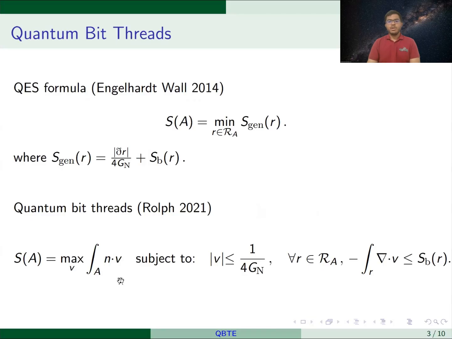prescription. The norm bound remains the same, but the difference is that there is a divergence inequality constraint for all regions whose boundary is homologous to A. It is essentially an upper bound on the net number of sinks.